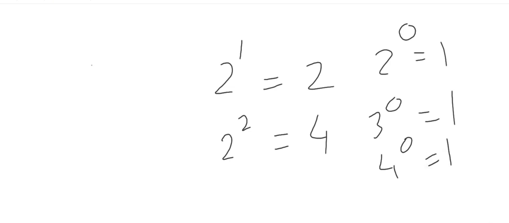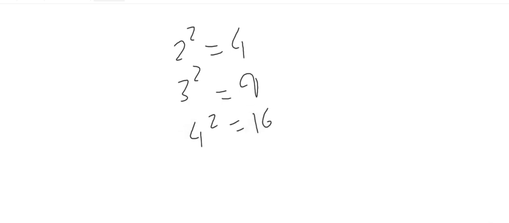Now what is 2 to the power 0? This is very simple, it's 1, because anything to the power 0 will be equivalent to 1. Let's say 3 to the power 0, it's also 1. 4 to the power 0 is 1. 10 to the power 0 is also 1.